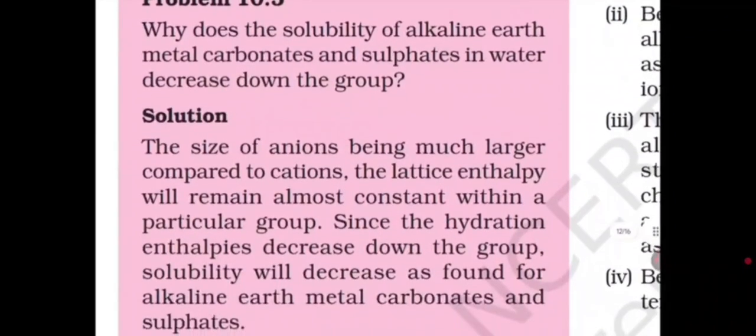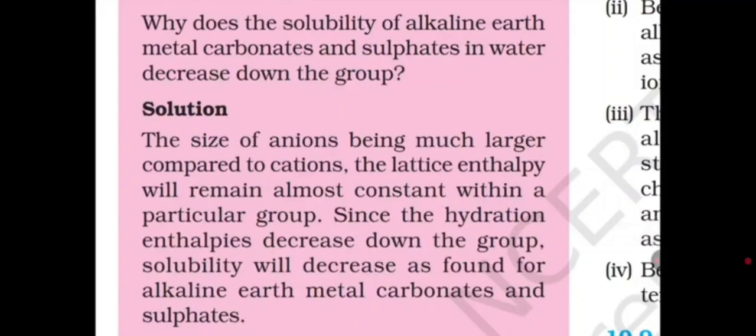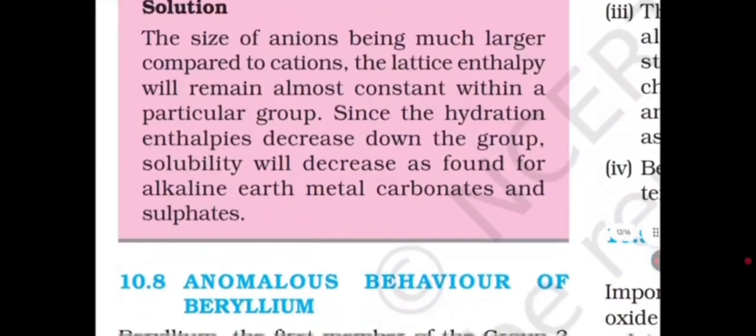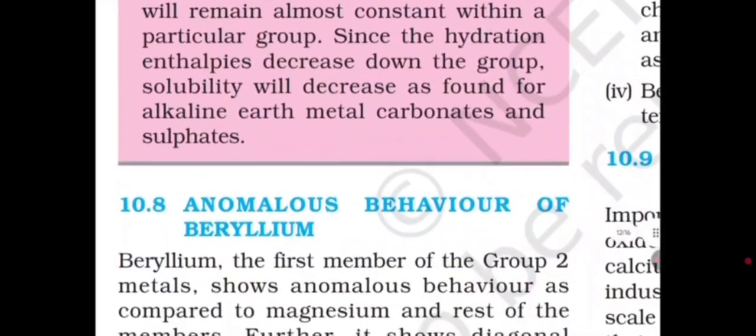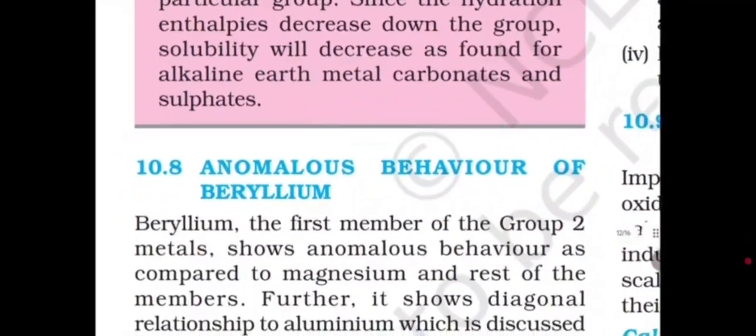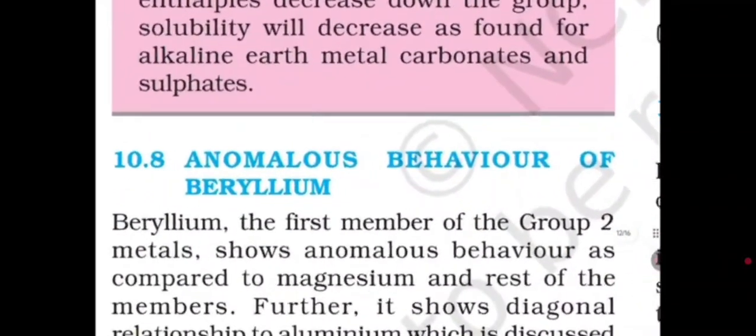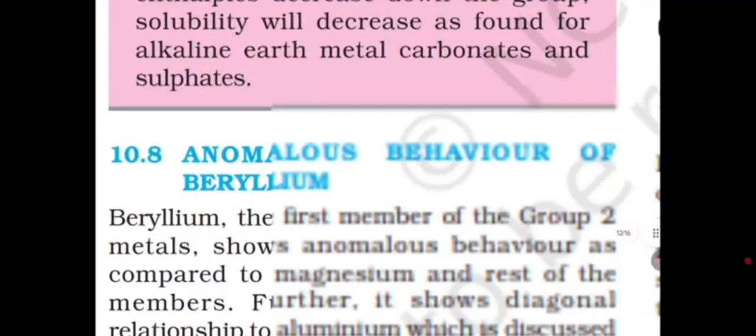Next question is, why does the solubility of alkaline earth metal carbonates and sulfates in water decrease down the group? Answer is, the size of anions being much larger compared to cations, the lattice enthalpy will remain almost constant within a particular group. Since the hydration enthalpy decreases down the group, solubility will decrease as found for the alkaline earth metal carbonates and sulfates.